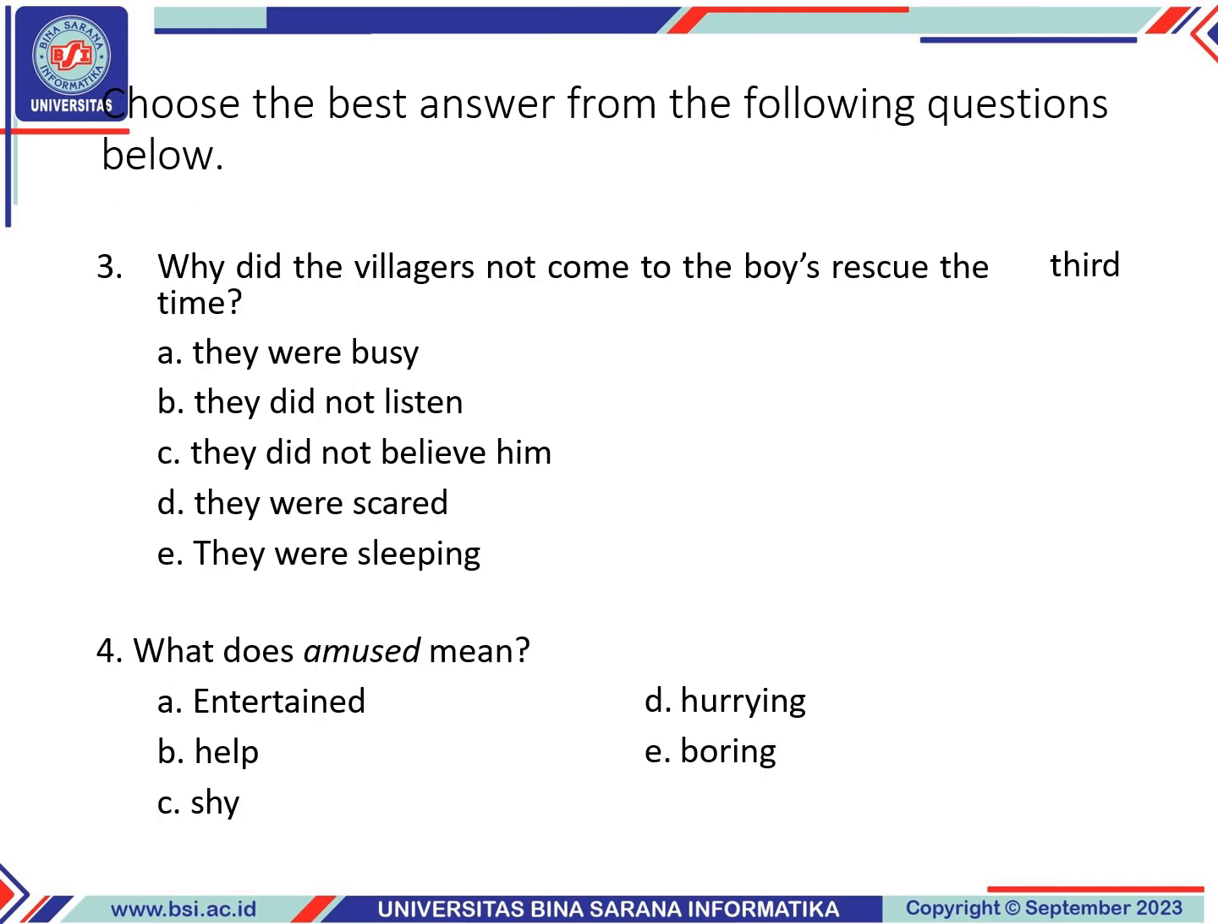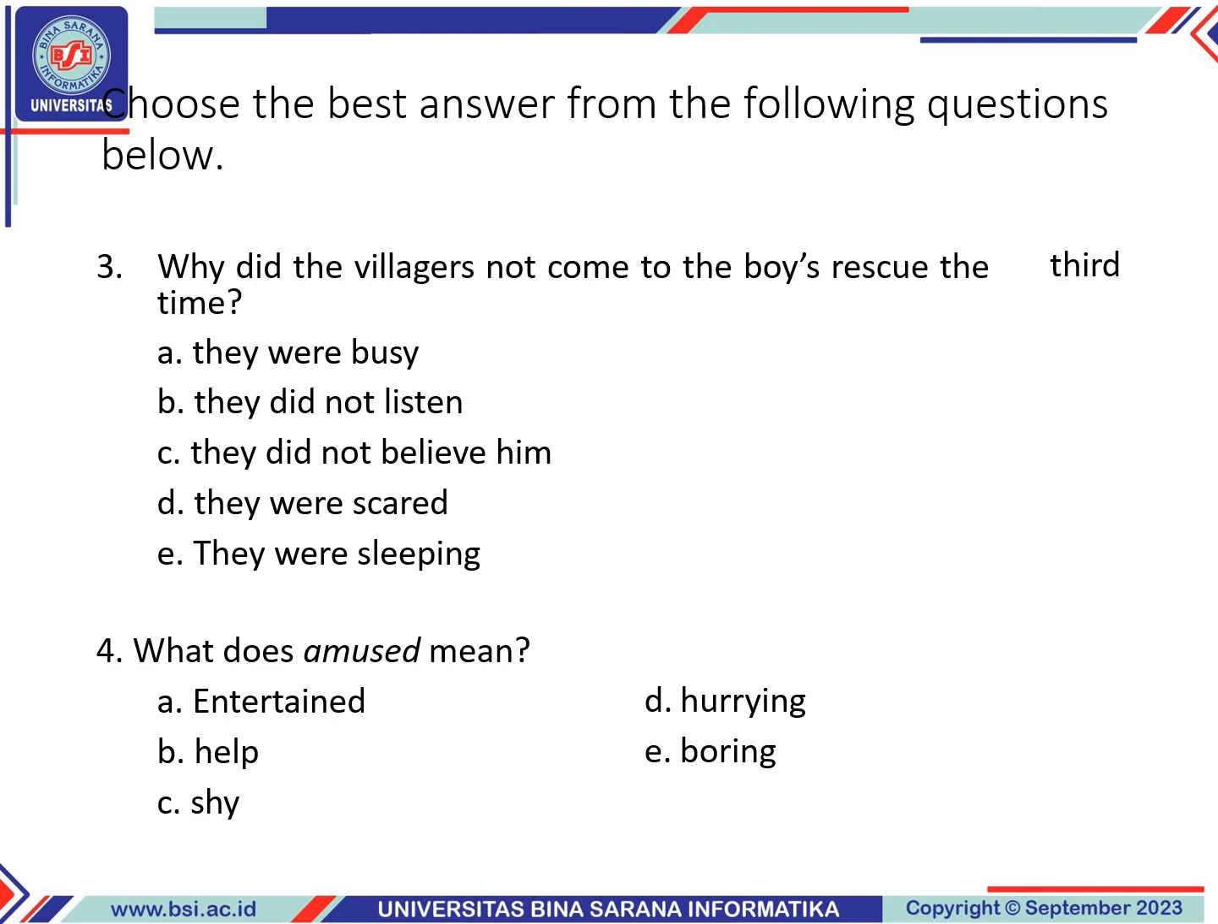Number three. Why did the villagers not come to the boy's rescue the third time? A. They were busy. B. They did not listen. C. They did not believe him. D. They were scared. Or E. They were sleeping.